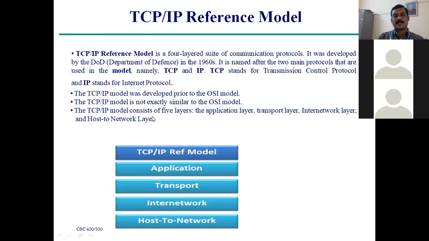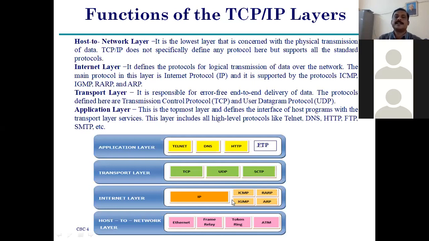The TCP/IP model consists of layers: the application layer, transport layer, internetwork layer, and host-to-network layer. Application, transport, internetwork, and host-to-network. So these 4 or 5 layers are available in TCP/IP. The functionalities of TCP/IP layers are sometimes also known as the TCP/IP protocol suite. This diagram is also known as the TCP/IP protocol suite diagram. Here, see one by one.